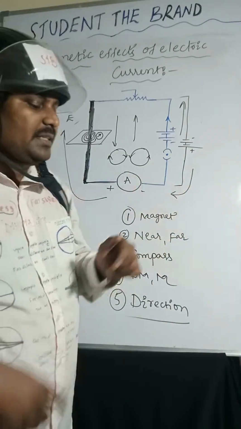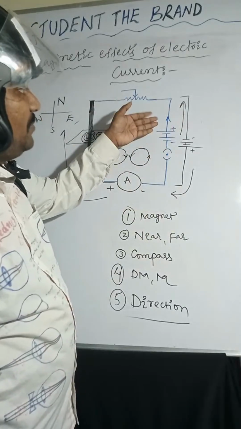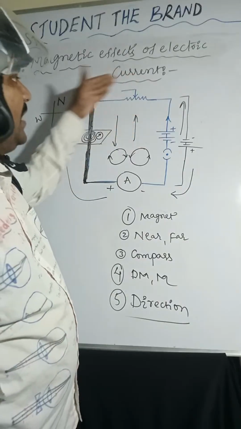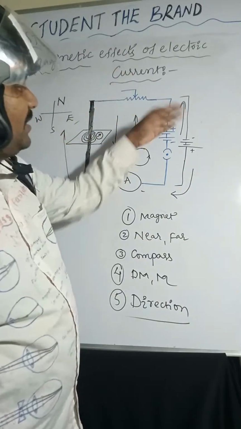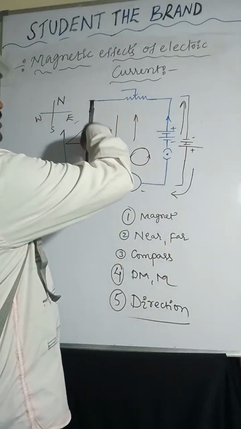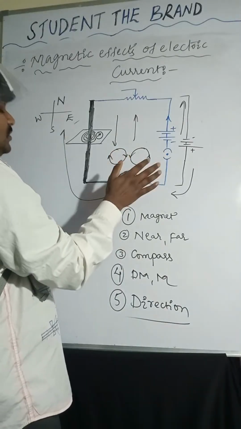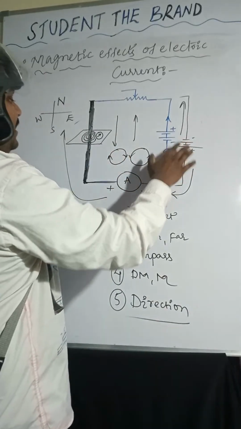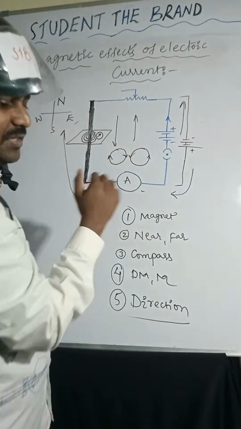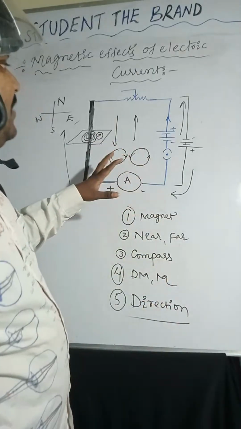The point is, if you change the polarities of the battery, polarities meaning the positive terminal and negative terminal, if you interchange the battery, initially the current is moving downward, later the current is moving upward. So initially, when the current is moving downward, the magnetic field is clockwise. Later, if I change the battery, the current is moving upward, so the magnetic field is in the anti-clockwise direction.